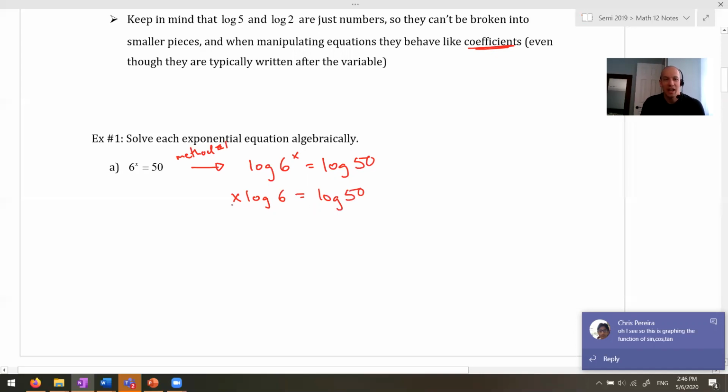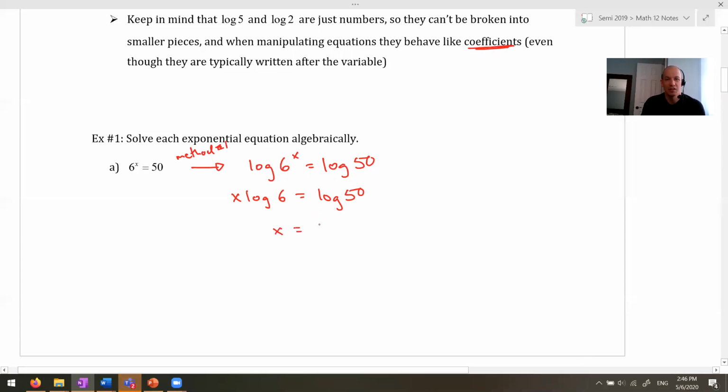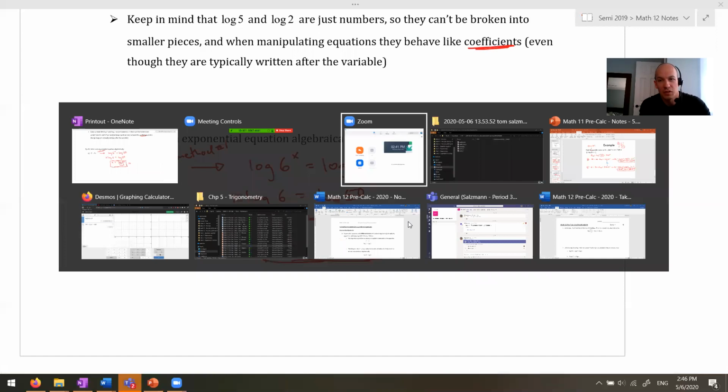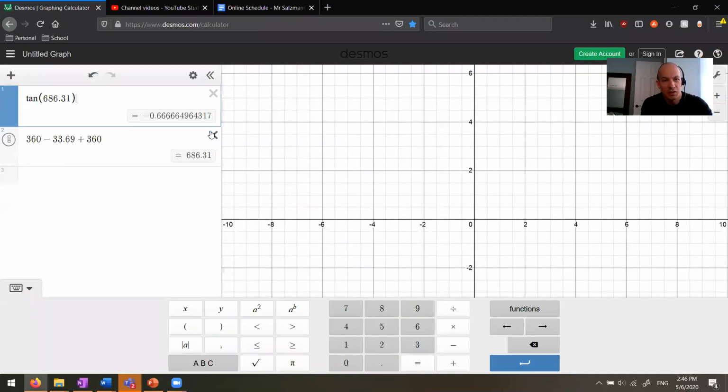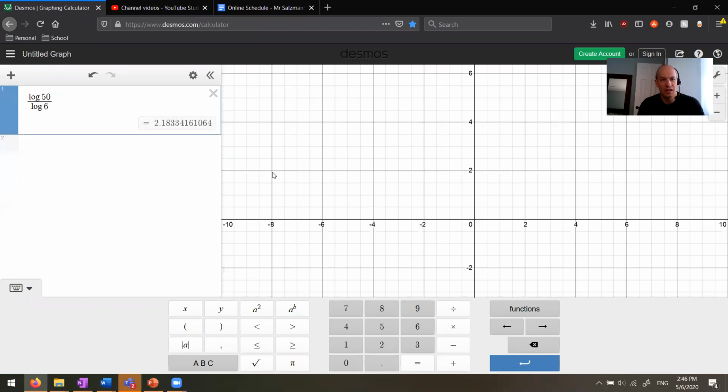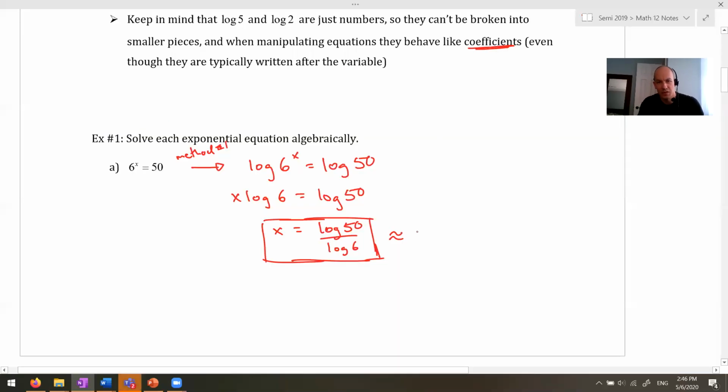Okay, so we have x times log 6 equals log 50, and now we divide both sides by log 6, and we get this. Okay, and this is fine. You don't even have to solve for it here. If you really want, you can, but I'm totally okay if you just leave it in this form. I'm not 100% sure what your textbook prefers, but if you like, you can work it out. Let's just jump over here to Desmos, and you could just go log 50 divided by log of 6 if you're really aching for an answer, 2.18. So this is approximately 2.18.